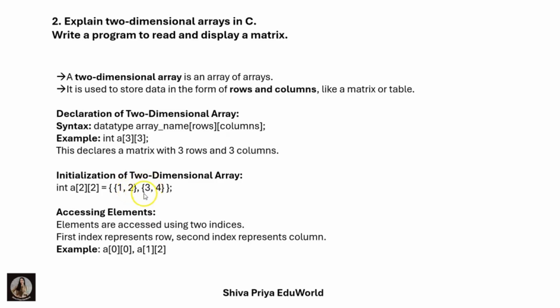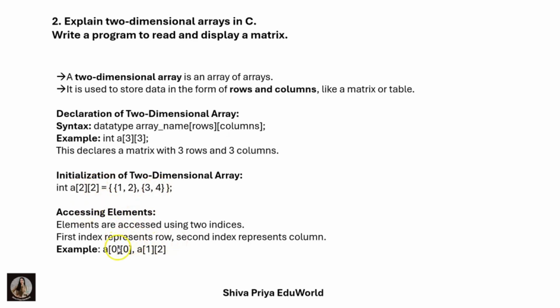If I want to access the value 3, then I have to take a of first row and 0th column. If I want to access the value 4, then I have to take a of first row and first column. Clear about this? How it can be stored in matrix form? Clear? Then accessing the elements.